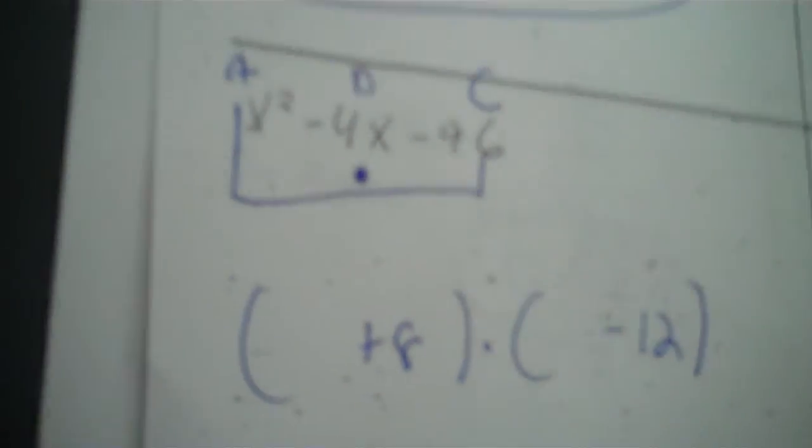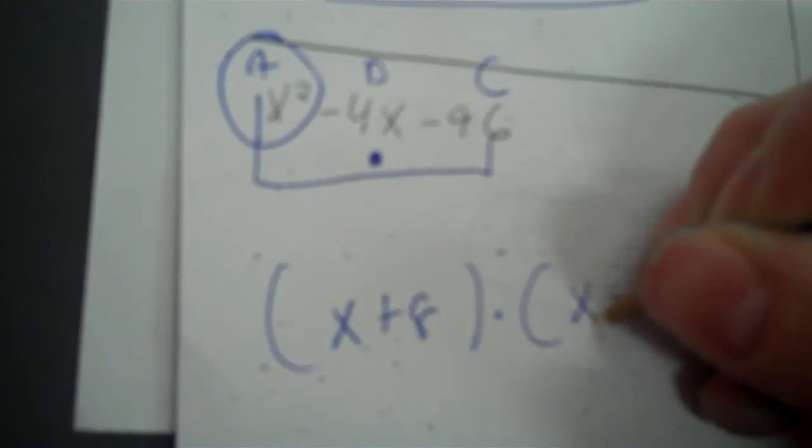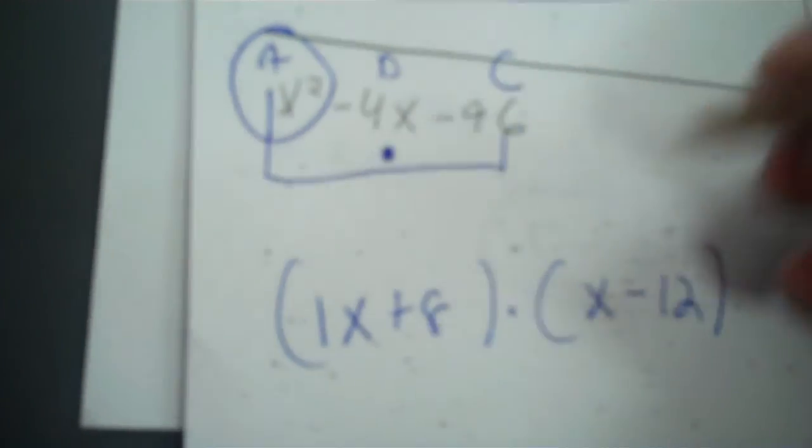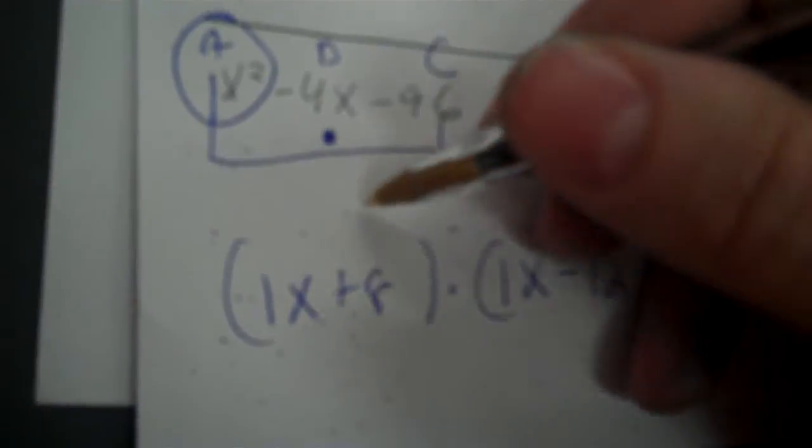Okay, so put your plus 8 and your negative 12. So that's how you rewrite your C. The A is super easy to rewrite. You just go x, x, and then 1, 1, and you're done.